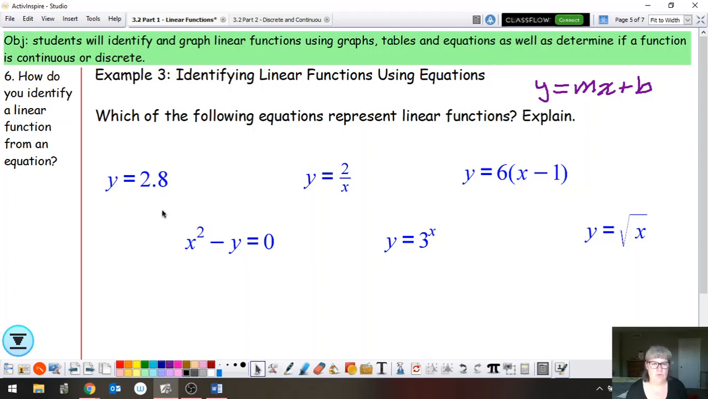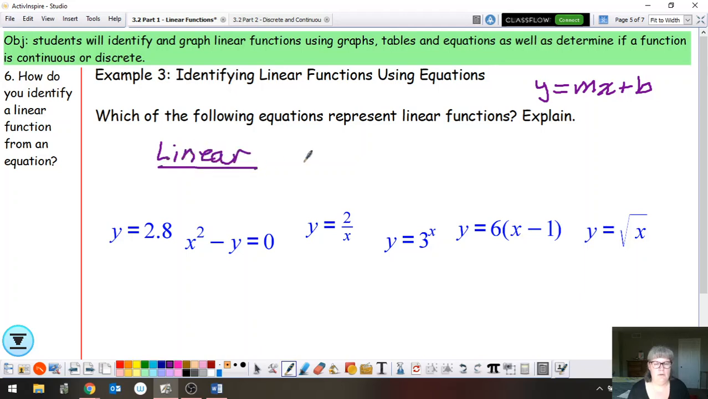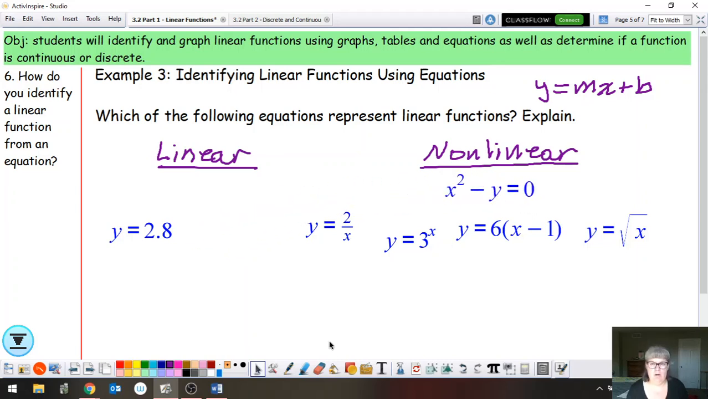So I'm just going to shift some things down and add some labels to my screen here. Going to make a linear and a nonlinear. And it might be easiest to find the ones that are not linear, the ones that aren't going to fit y equals mx plus b. For example, I see x squared. Is there an x squared in y equals mx plus b? No, there isn't. So that's going to be a nonlinear function.